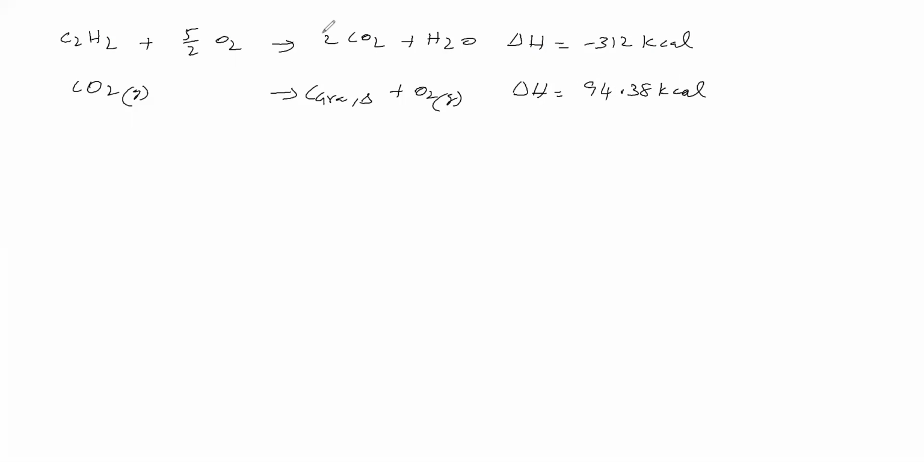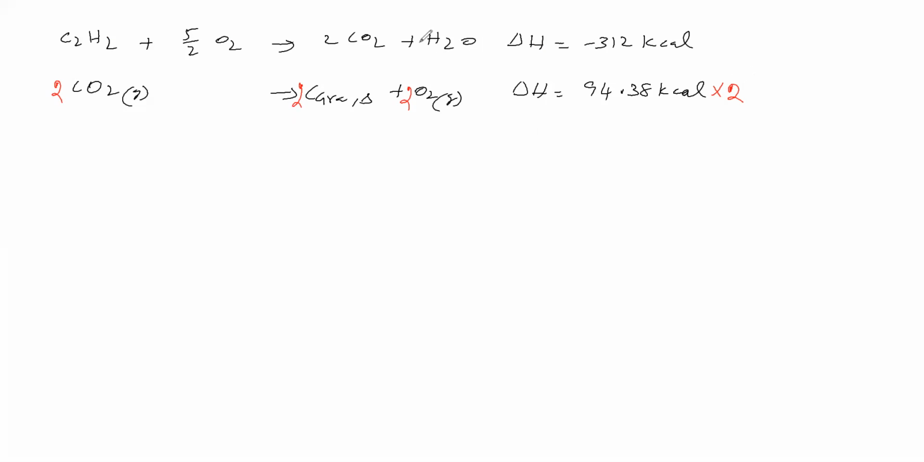Here two carbon dioxide are there in the first equation, and here one carbon dioxide is there. So we want two carbon dioxide, so let us multiply this equation by 2. Here also 2, and the delta H also we have to multiply by 2.